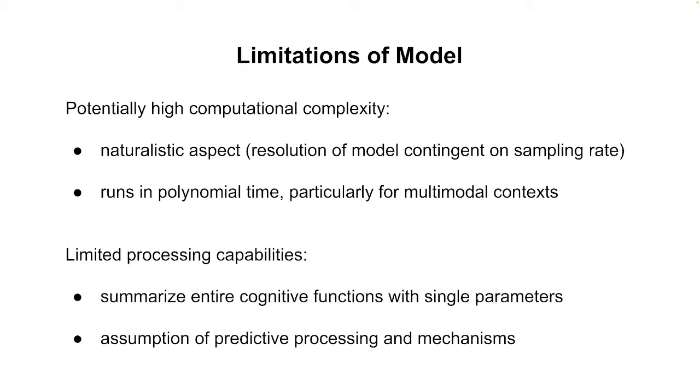The second limitation are limited processing capabilities. So we're trying to summarize entire cognitive functions with single parameters. We're also making assumptions about predictive processing and other mechanisms that are maybe very consilient with this, but also make a bunch of assumptions about human cognition.